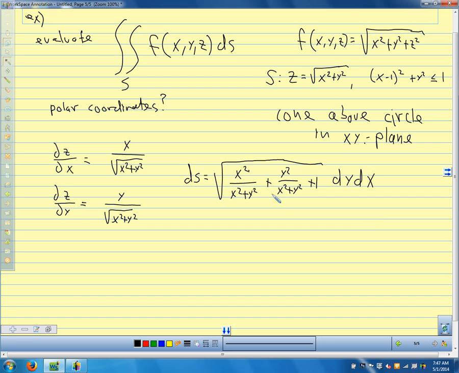Do we remember what this simplifies to? Square root of 2. So we find a common denominator, and the x squared plus y squareds cancel, and we just end up with 1 plus 1, and this simplifies to the square root of 2. So that's not too bad. Our dS turns out not too bad.